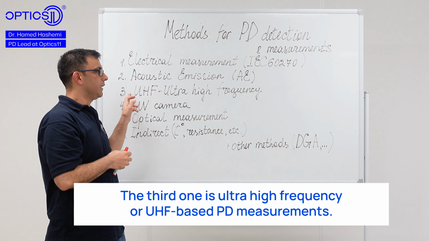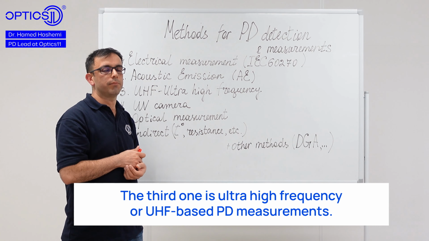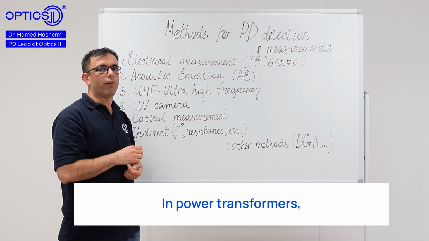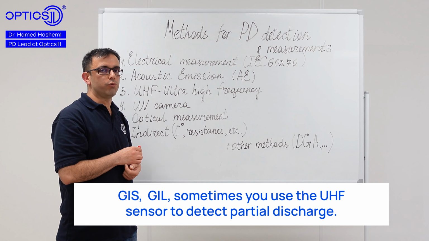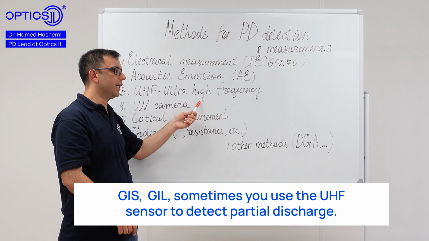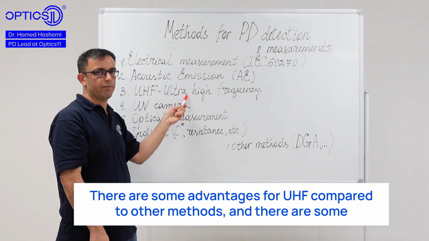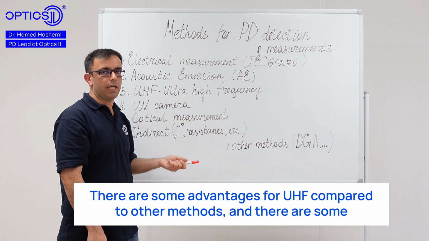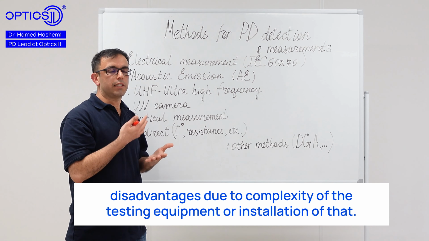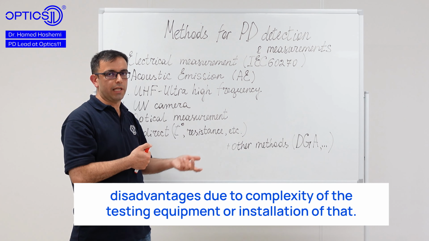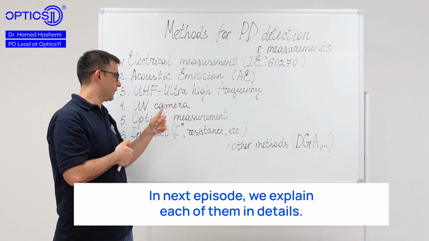The third one is ultra high frequency, or UHF, based PD measurements. In power transformers, GIS, GIL, sometimes you use the UHF sensor to detect partial discharge. There are some advantages for UHF compared to other methods, and there are some disadvantages due to complexity of the testing equipment or installation of that. In the next episode, we explain each of them in detail.